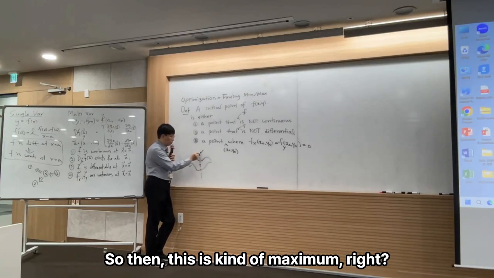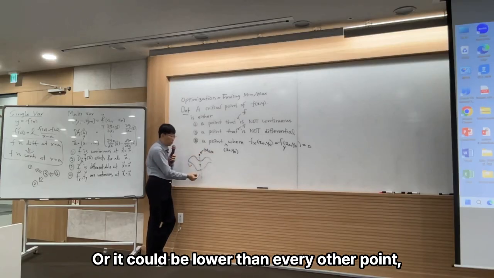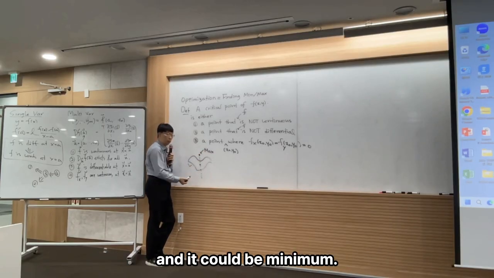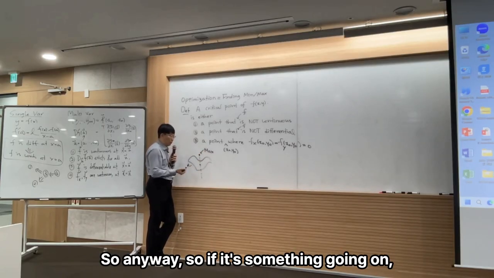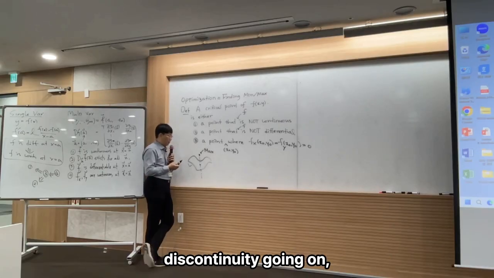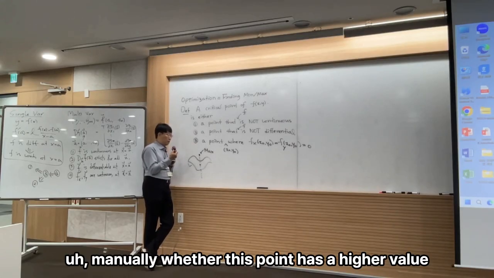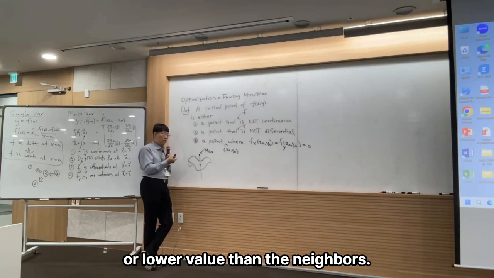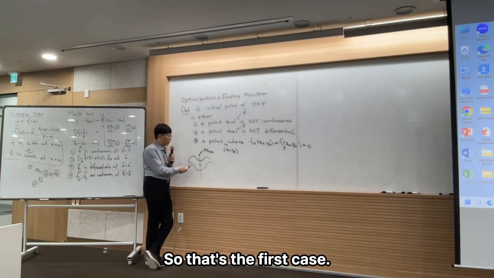So then this is kind of a maximum, right? Or it could be lower than every other point, then it could be a minimum. So anyway, if there is something not continuous, a discontinuity going on, then you have to check manually whether this point has a higher or lower value than the neighbors. So that's the first case.